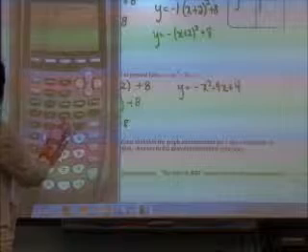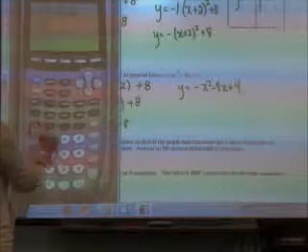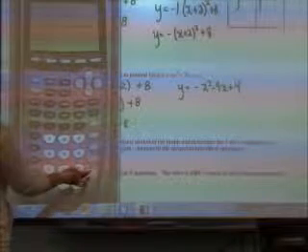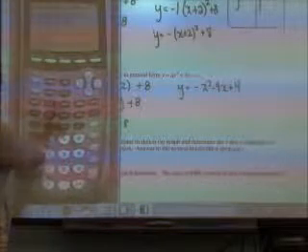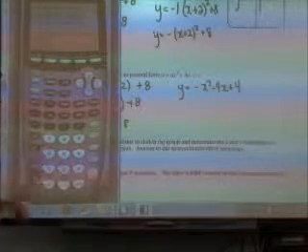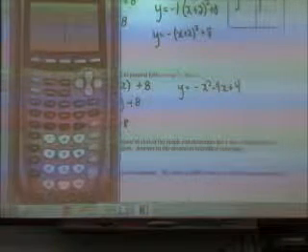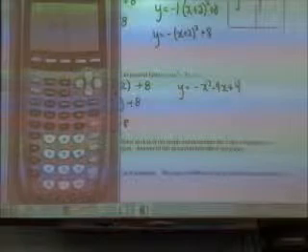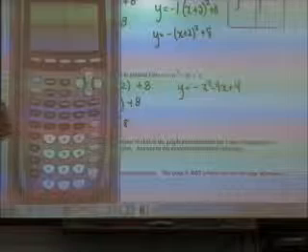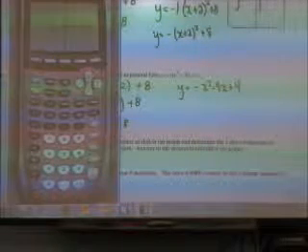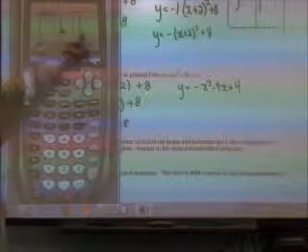So if I go negative (x plus 2) bracket squared plus 8, and then negative x squared minus 4x plus 4, and we'll put this on a standard curve. The little dots in the corner tell me the calculator's still working, and when they stop flashing, it means that the calculator's done drawing. If I look at my table of values, the y1 and the y2's match.